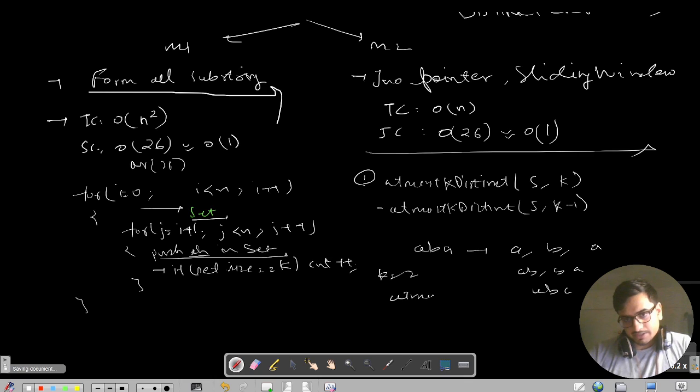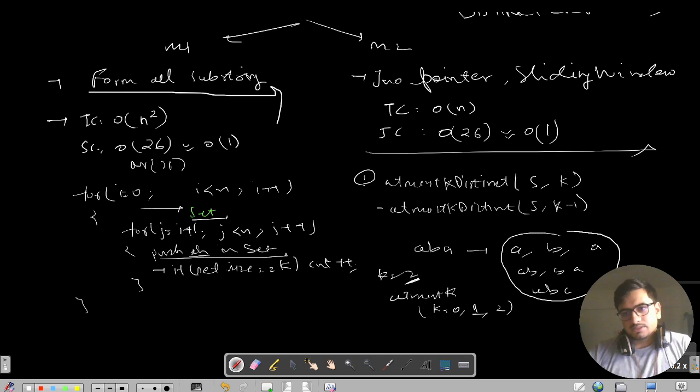And what is the meaning of at most k? At most k means that the distinct count can be equal to 0, can be equal to 1, can be equal to 2, right? But not greater than the given value of k. So this is the count of all the substrings which can have distinct character counts at most k. So what is the length here? It is 1, 2, 3, 4, 5, 6 and 7, right? You can clearly see that.